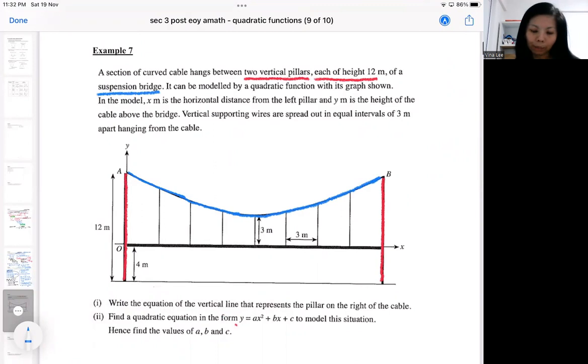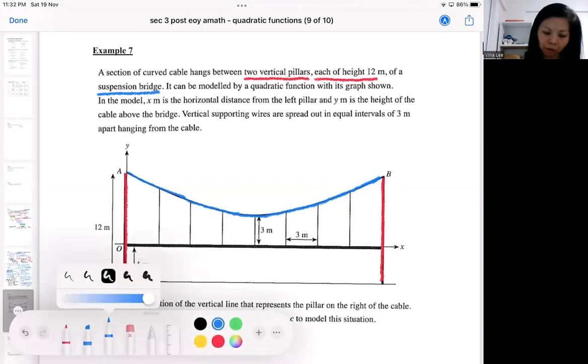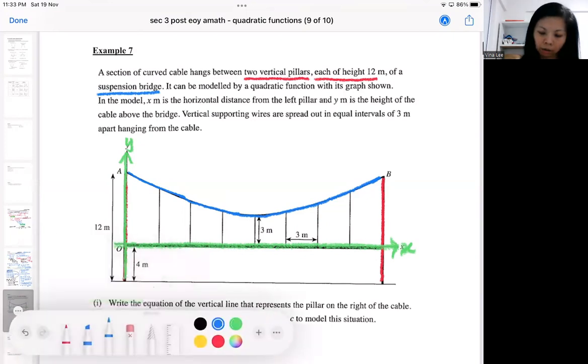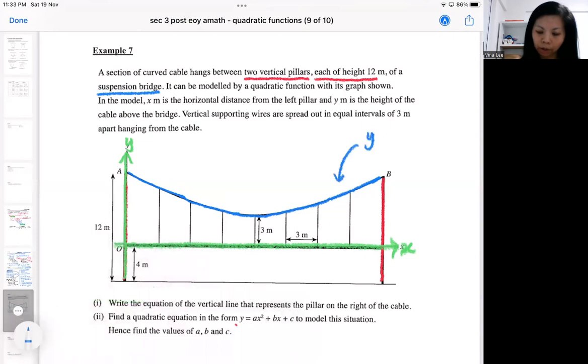And the x-axis is the horizontal distance from the left pillar, and the y is the height of the cable. So basically there's the x and y axis, which is here. So this is our axis. Okay, so that's our axis. So we are going to model this with a quadratic function.